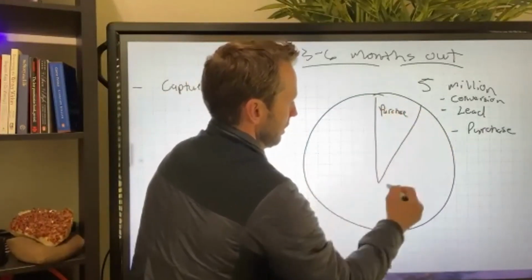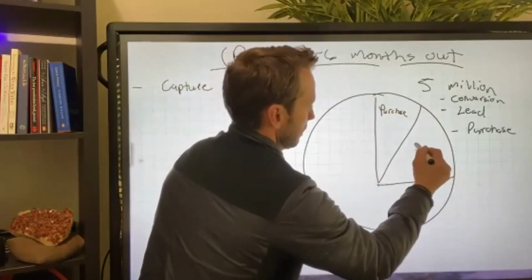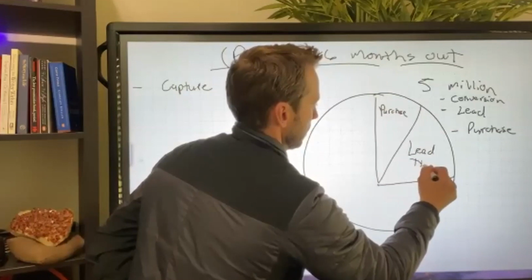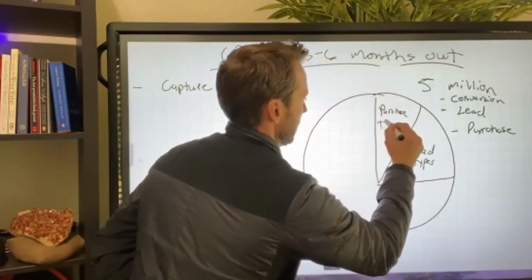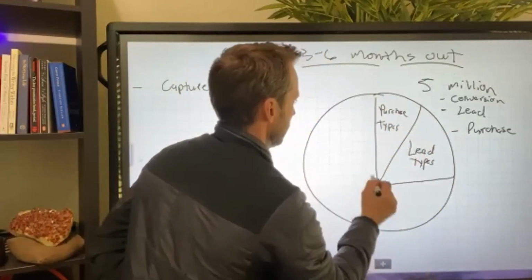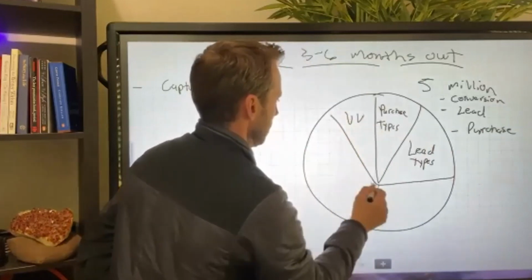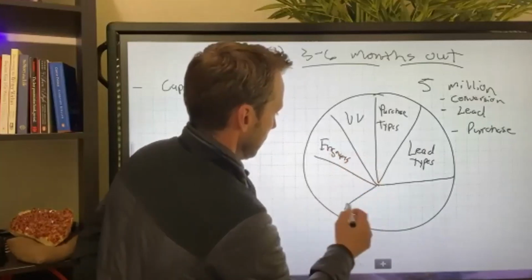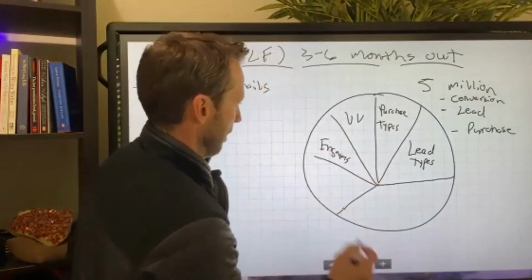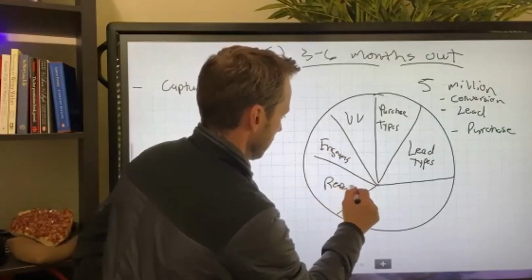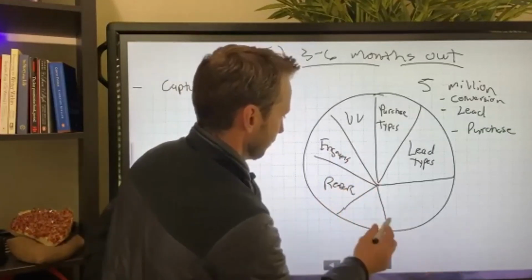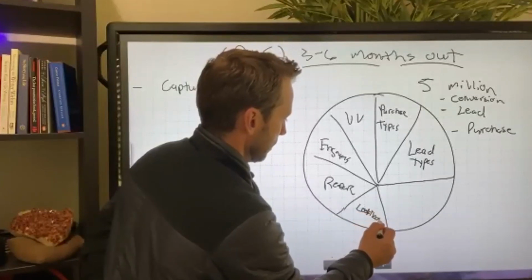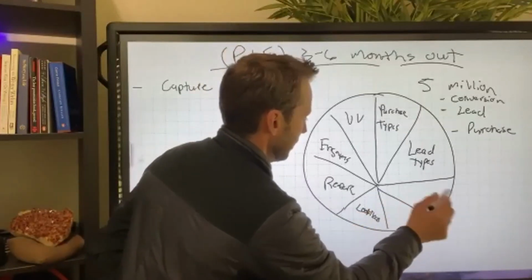So let's say that these are your purchase people. These are your lead types. These are purchase types. These are your video viewers. These are your engagers. These are your readers, video lookers, clickers. You get the point, right?